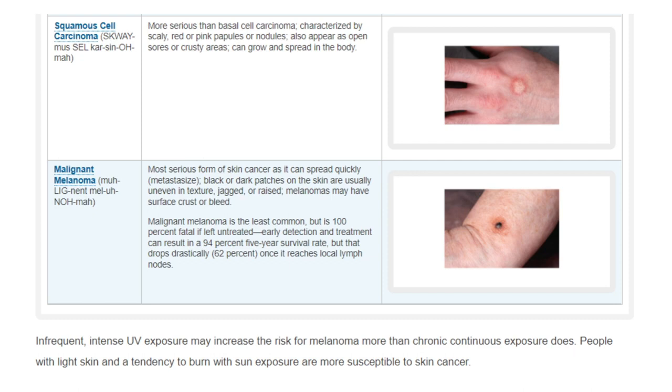Early detection and treatment can result in a 94% 5-year survival rate, but that drops drastically, 62%, once it reaches local lymph nodes. Infrequent, intense UV exposure may increase the risk for melanoma more than chronic continuous exposure does. People with light skin and a tendency to burn with sun exposure are more susceptible to skin cancer.